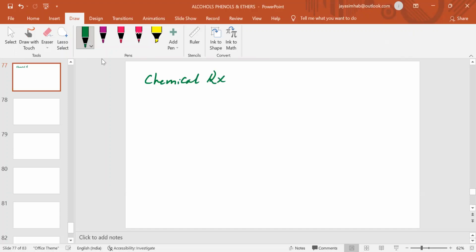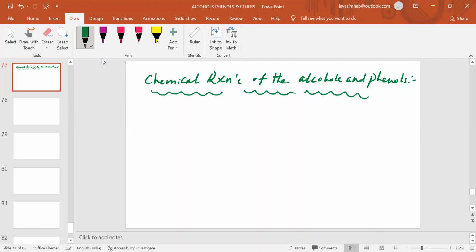Chemical reactions of alcohols and phenols. Alcohols and phenols. So what are the major important points under this topic? How they participate in chemical reactions.